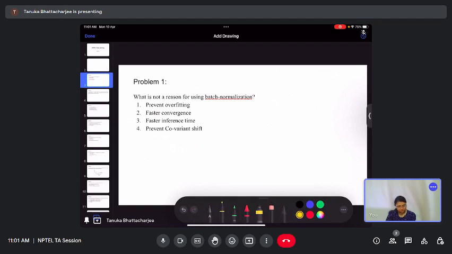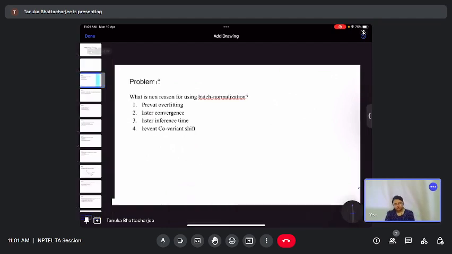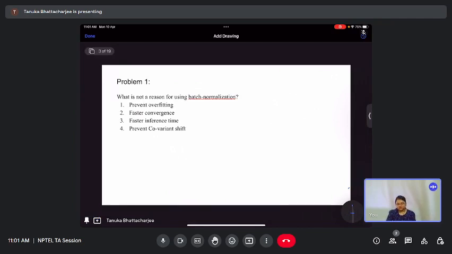So the first question we have is, what is not a reason for using batch normalization? And the options are prevent overfitting, faster convergence, faster inference time, and prevent covariant shift. As we all know, which is not a reason for using batch normalization is faster inference time.